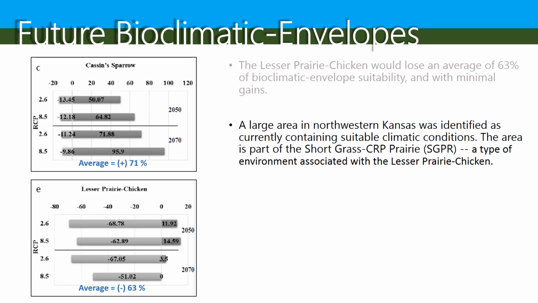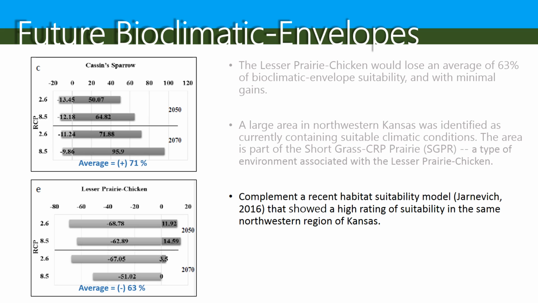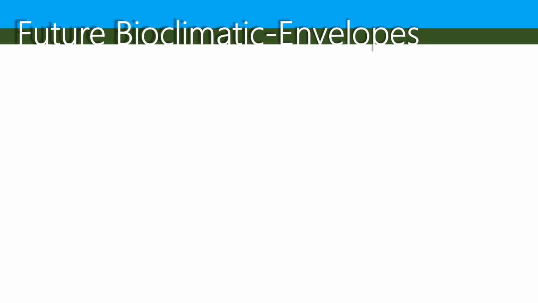The area is part of the short grass prairie, which is a type of environment associated with the lesser prairie chicken. And this result is actually the same as the one found by Jarnevic 2016 that showed a high rating of suitability in the same northwestern region of Kansas.